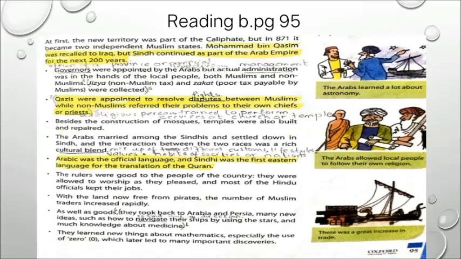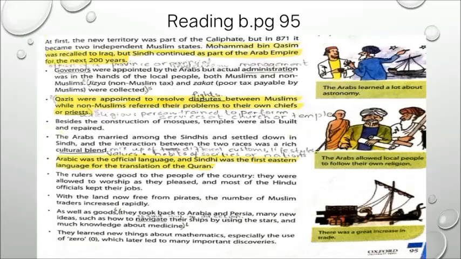Now, once that area was conquered by Muhammad bin Qasim, after that it became part of the Arab Empire, and Arabs were the ones who were ruling this whole region for 200 years. Now the policies that they introduced in that area, we are going to discuss them one by one. Side by side, I will give you its explanation. Moving to point number 1.